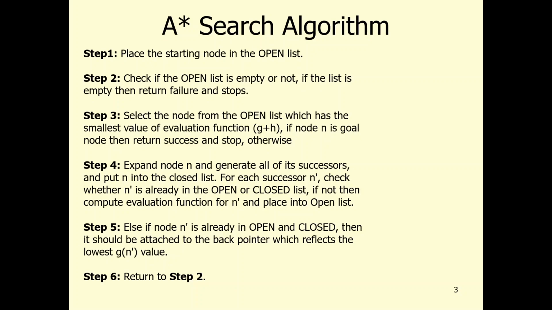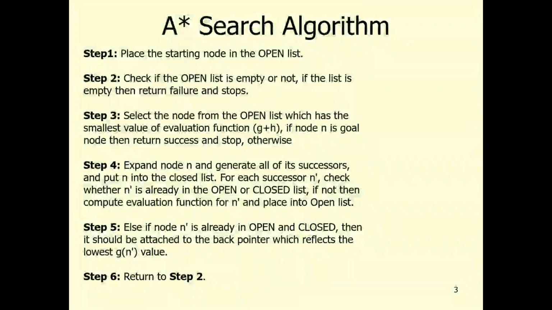Now a node from the open list is selected in such a way that it has the smallest value of the evaluation function. We will check if the node is the goal node or not. If it is a goal node, then we will return success and terminate the search algorithm. Otherwise, we will expand the node n, that is, we will process all its successors and put them into the open list, and the processed node will be put into the closed list. Now return to step 2.